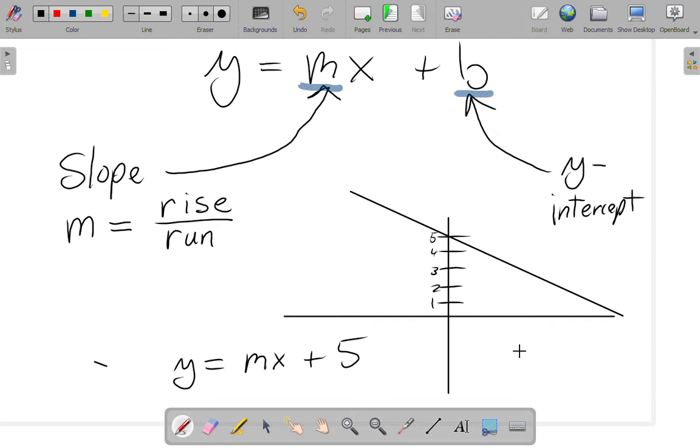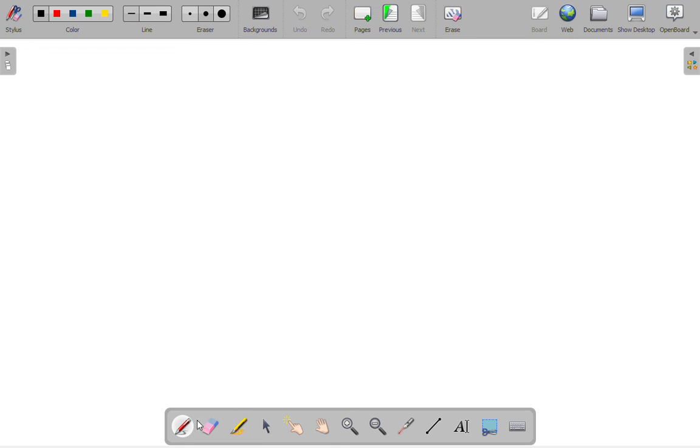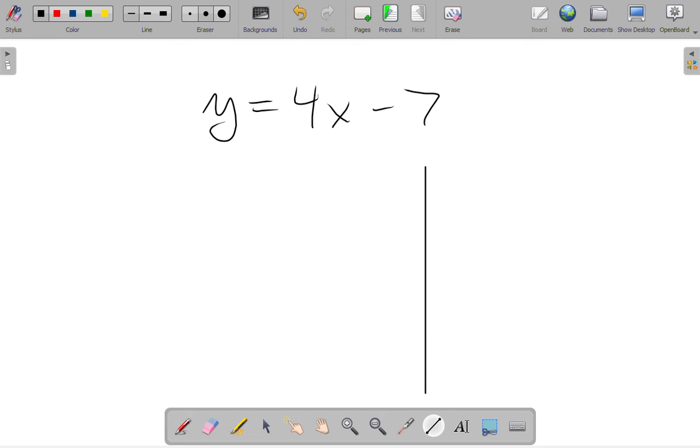Now, if I give you the equation instead, can you tell me where it crosses the y-axis? All right, let's do that. y equals 4x minus 7. Where does this cross the y-axis? Negative 7. So I know that when I graph this equation, it's going to cross at negative 7.